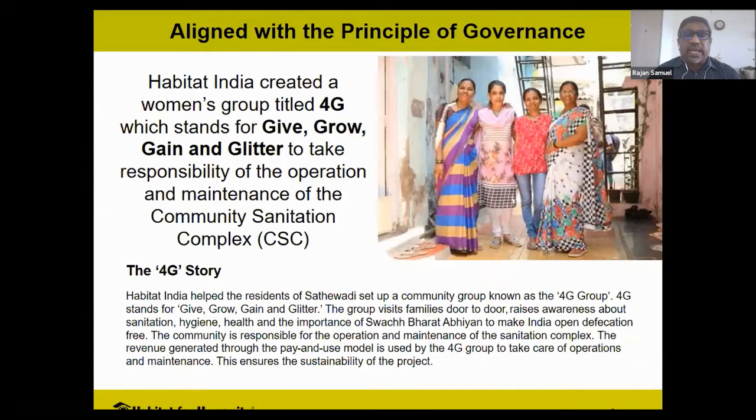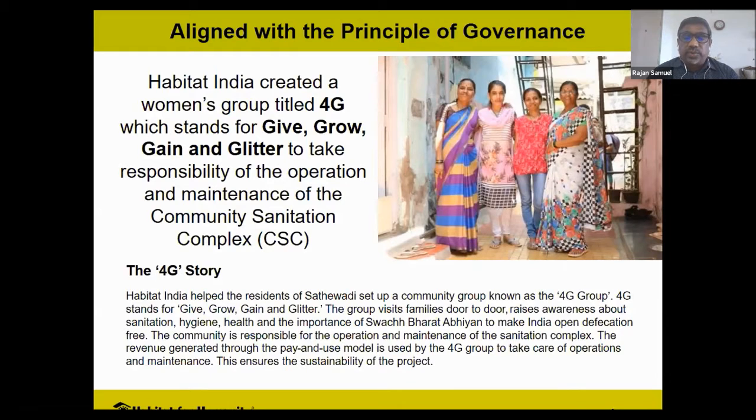So this is aligned with the principle of governance that Dr. Ben mentioned. So we are facilitators. We give ideas, and like I said, we want to be a kind of humble servant here. The 4G group is registered as 4G, which stands for give. First G is give, the second one is grow, third one is gain, and the fourth one is glitter. They take responsibility for the operation and maintenance of my community sanitation complex.